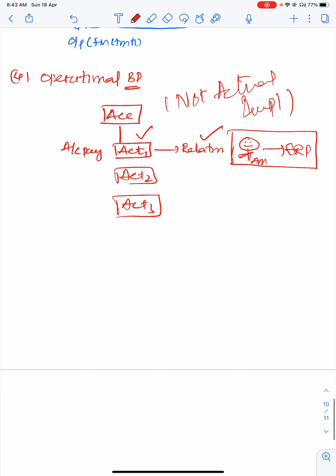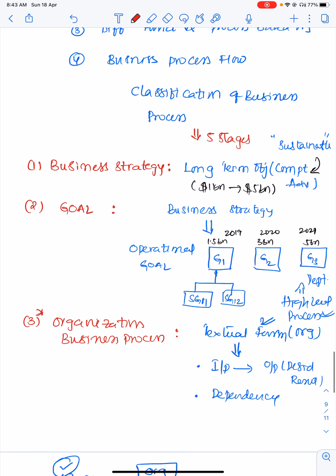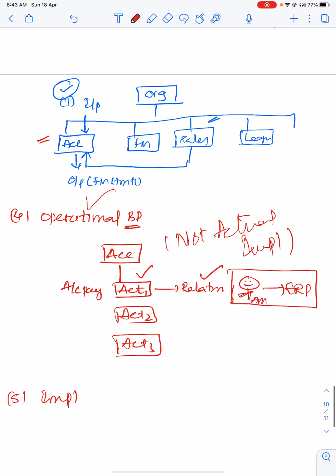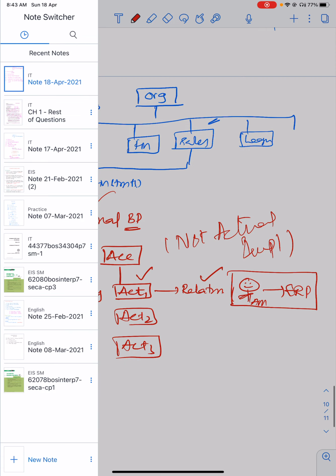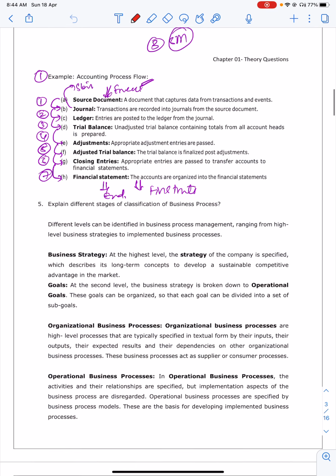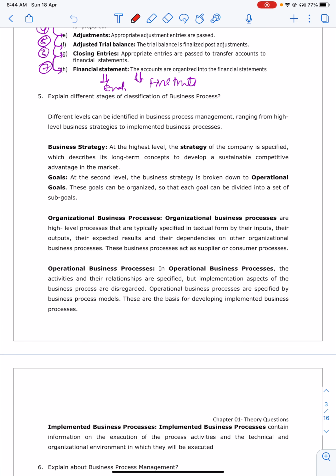And finally the fifth one, you implement it. Using certain software you implement this business process. So these are the five stages of business process: business strategies, goals, organizational business process, operational business process, and implementation. Now let us see, how many stages do we have? We have five stages, different stages of classification of business process.